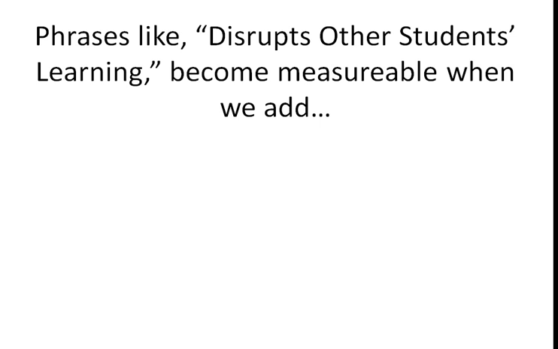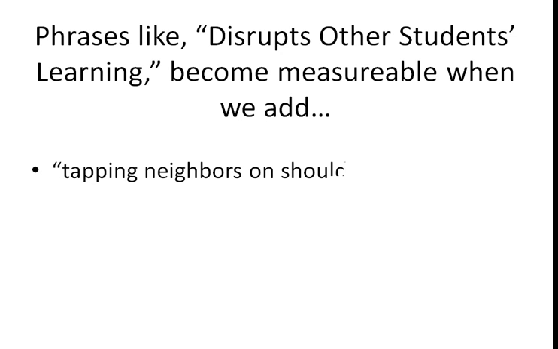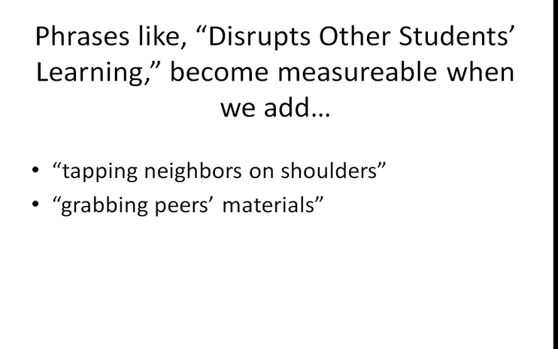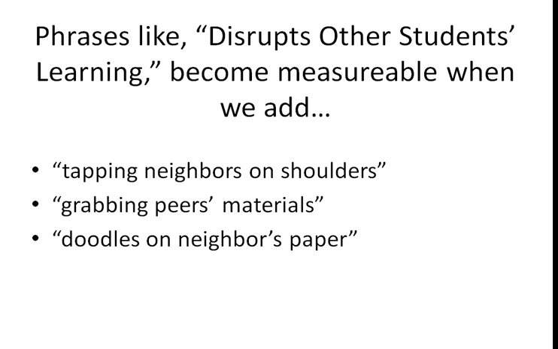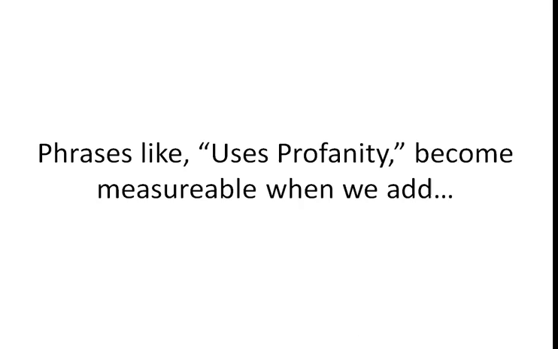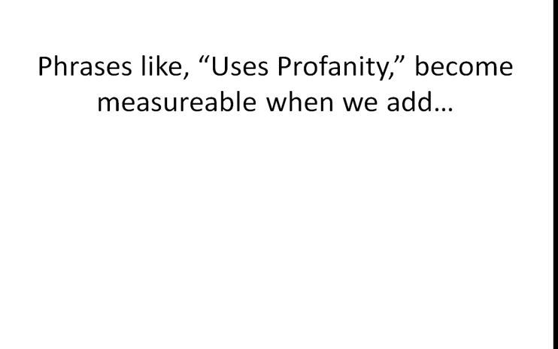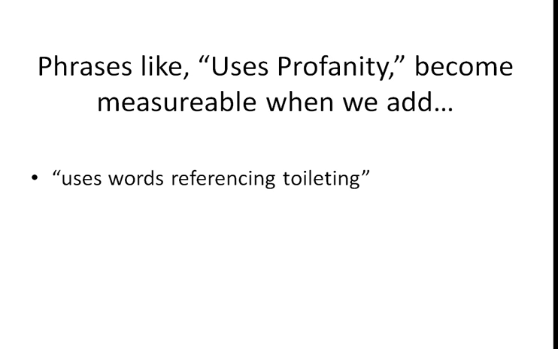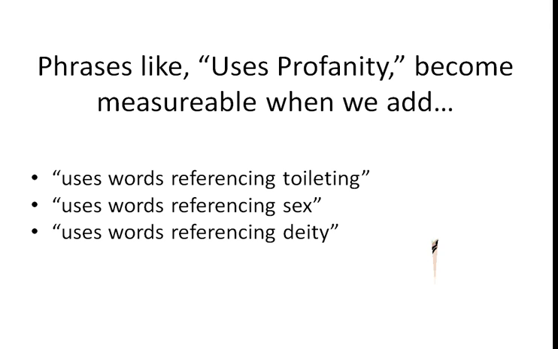Phrases like disrupts other students' learning become measurable when we add descriptors like tapping neighbors on shoulders, grabbing peers' materials, doodles on neighbor's paper, or whispers to neighbor. Phrases like uses profanity become measurable when we add uses words referencing toileting, or referencing sex, or referencing deity.